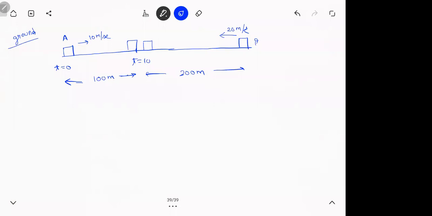Any doubts on this thing, please ask me. So you can always go into the relative frame, then come back to the ground frame. You can do that. There is no issue as such. The best thing is the time is the same in all frames. Time taken for an event is the same in all frames of reference, meaning ground frame, A frame, B frame, C frame, it doesn't matter.